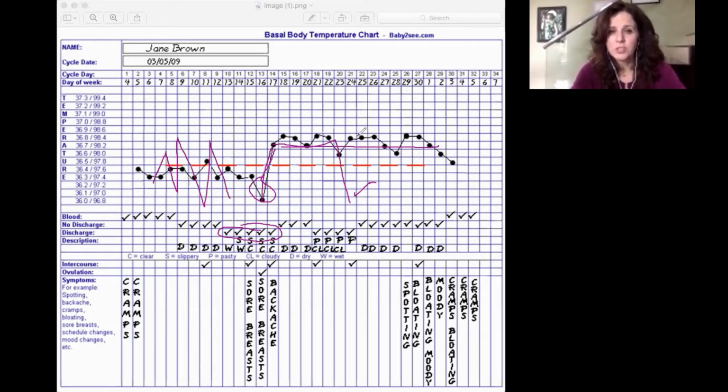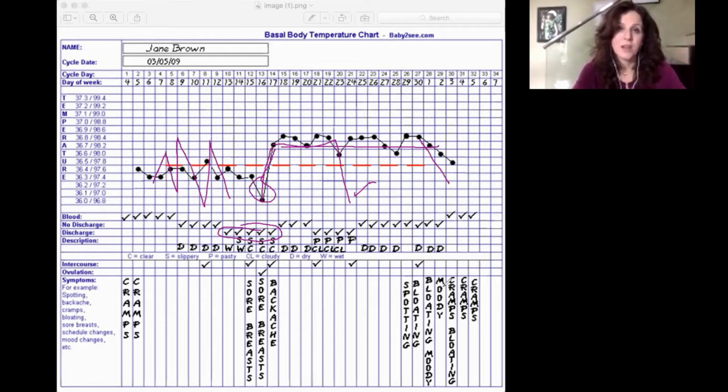Your temperatures should again stay elevated, and then right before you get your period, if you're going to get your period, it'll drop, and then it'll start all over again. You want to again pay attention to if you have any symptoms before your period. You can write that down. That's really great, because they should also be corrected.